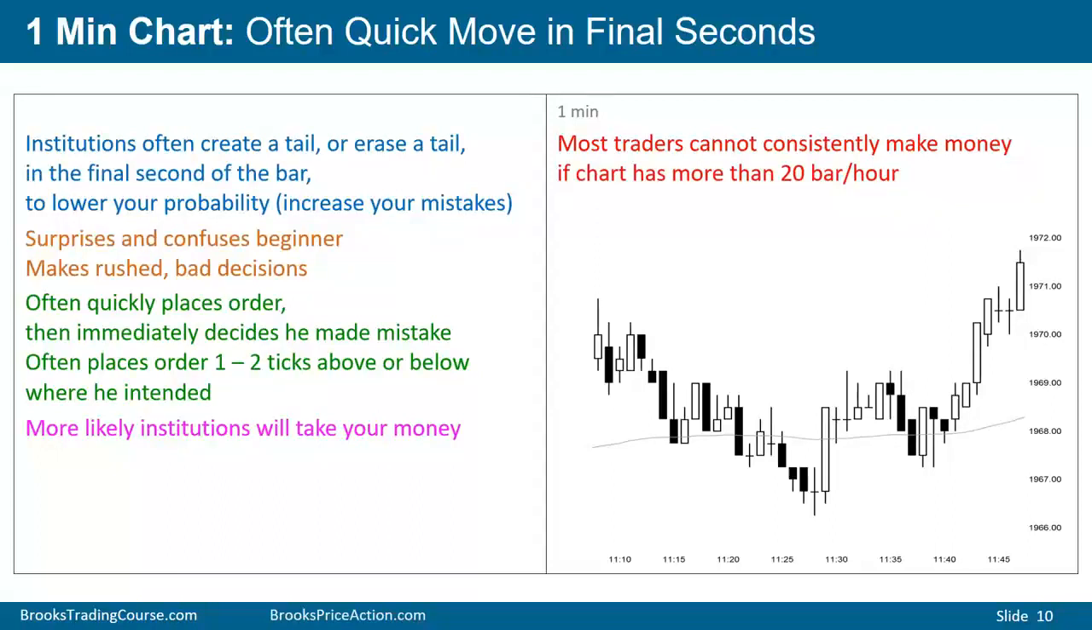One guideline that I use is traders should not be trading on any chart that has more than 20 bars per hour. So for example, if you're trading on a time chart, that's a 3-minute chart. A 3-minute chart has 20 bars per hour. So I think most traders should not be trading charts less than 3 minutes. And then the same is true if you're trading on charts based upon ticks or volume. I think you should not be trading any chart where you have more than 20 bars per hour.